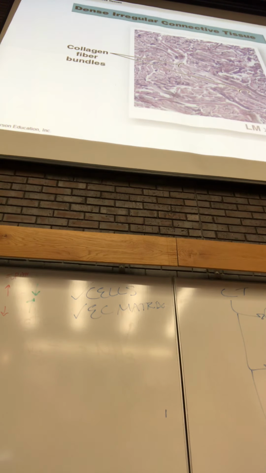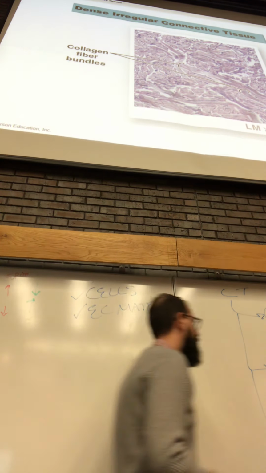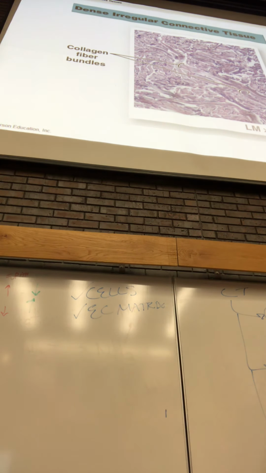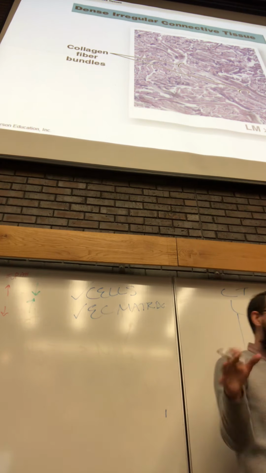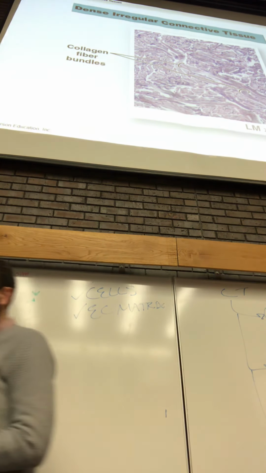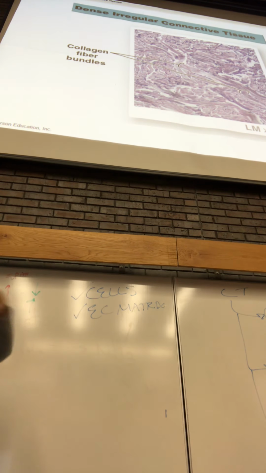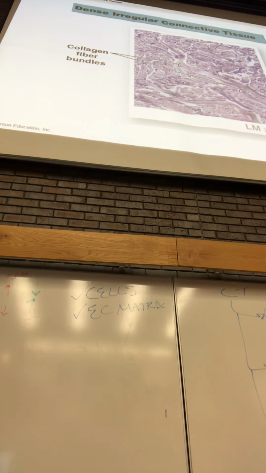Compare dense regular to dense irregular. Dense irregular means they are not parallel. Those ropes are laid out every which way in many different directions. A lot of ropes going in the same direction are very strong if you pull on the ropes. But if you pull on that big bundle of ropes this way, not strong anymore. So dense regular connective tissue is great when the stress is in one direction, like the tendons that hold our muscles to our bones. They're pulled in one direction, very strong.